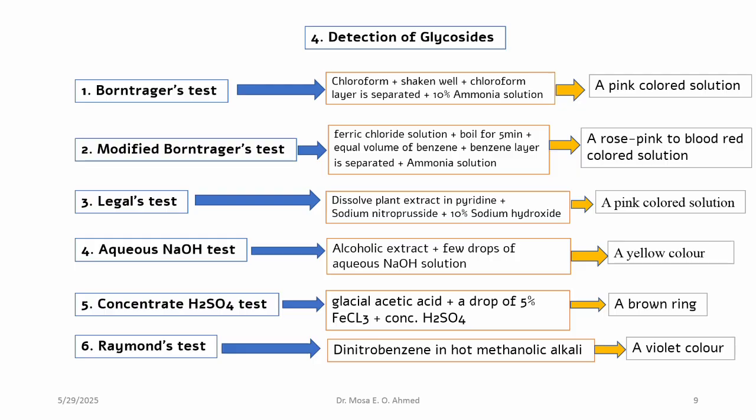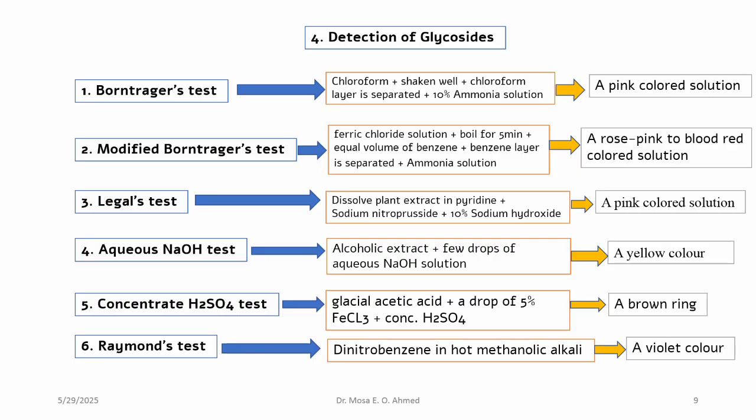Glycosides have different types, the O glycoside, C glycoside, N glycoside, depending on the glycosidic bond that links between aglycone and sugars. For qualitative chemical tests, the first test is Borntrager test.